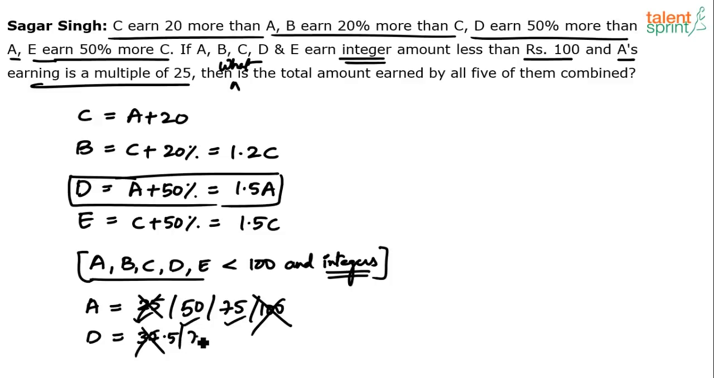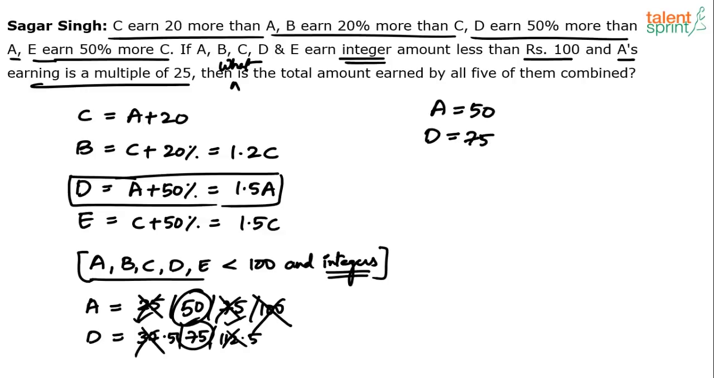Similarly, if A is 50, D will be 75, since 1.5 times 50 is 75. So D can be 75, which is possible. If A is 75, what will be D? 1.5 times 75 is 112.5. But can D be 112.5? No, 112.5 is not an integer. Hence, A also cannot be 75. So the only possibility for A is 50, and if A is 50, D is 75. So A is equal to 50, D is equal to 75.